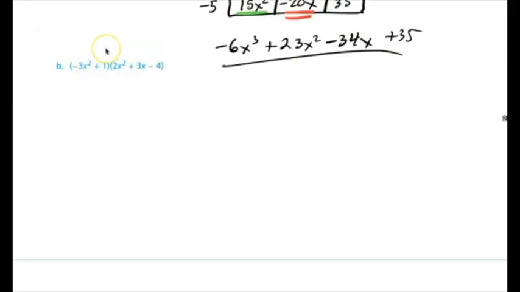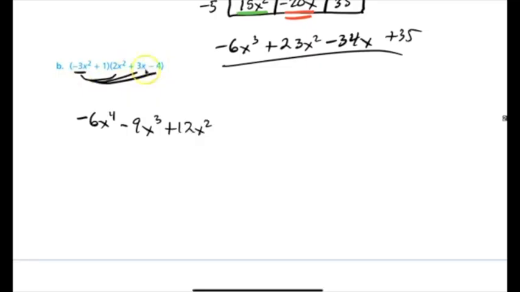Let's try this one using the distribution method. In that method, I'm going to get the first term here, and I'm going to multiply by every single term in the other polynomial. In this case, we're going to get negative 3x squared times 2x squared. I'm going to get negative 6x to the 4th. And then negative 3x squared times 3x. I'm going to get negative 9x to the 3rd. We're going to get negative 3x squared times negative 4, positive 12x squared.